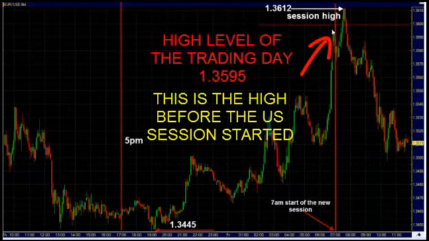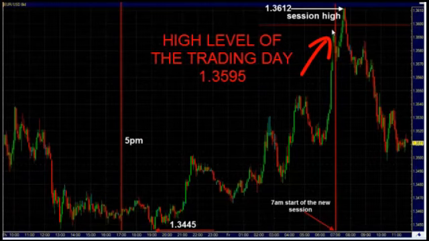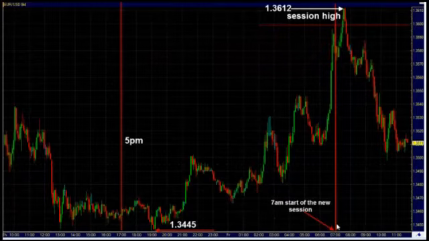Now pay attention to this start of the new session. We have placed a red line at 7 o'clock in the morning. That's the beginning of the New York session. You can see the price started moving lower.